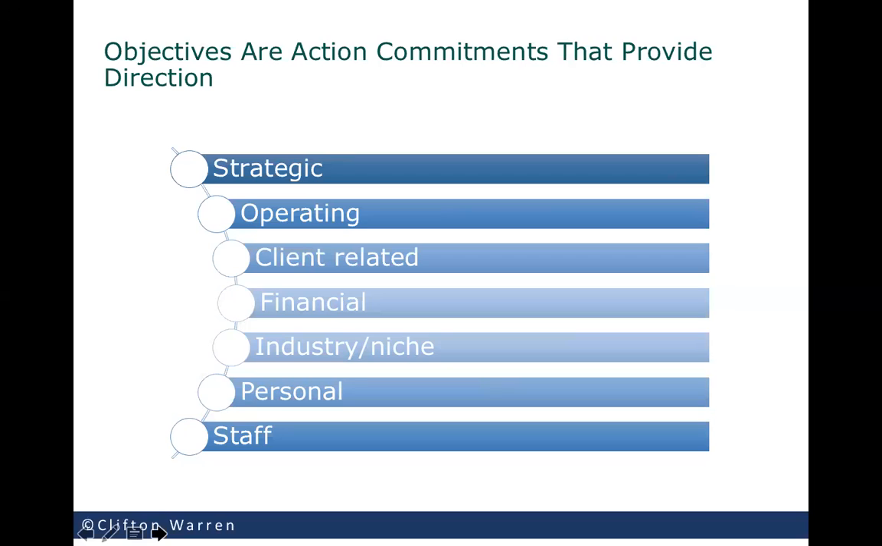Number 5 is your industry niche objectives. And this is asking yourself, are we in the right niche markets? Are we operating in the right niche markets? Do we need to abandon some markets? Are there new markets we need to acquire? In the markets that we are operating in, are we penetrating those as best we can? Do we need to be doing anything differently?